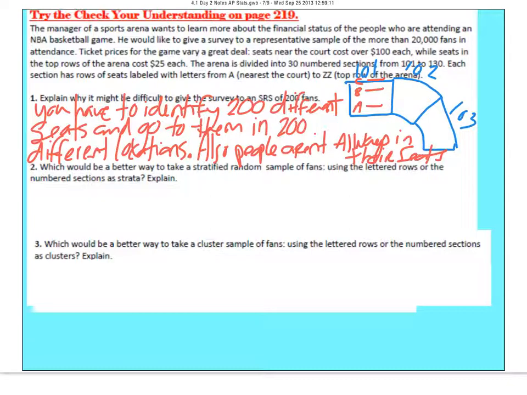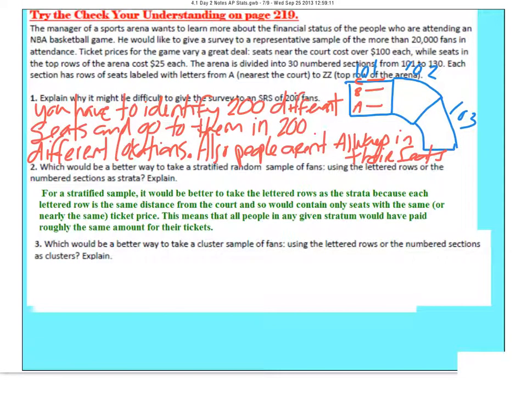So if you scrap doing an SRS, what would be a better way to take a stratified random sample? If you do stratified, would you use the lettered rows or would you use the numbered sections as the strata? So is it the rows or the sections you would use as strata in this case? Clearly, it would be better to look at the lettered rows, keeping in mind the different income levels. So these tickets in A cost more than double Z.